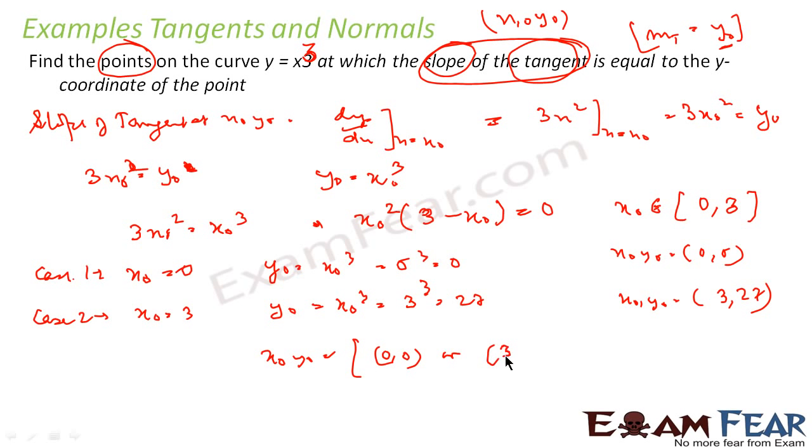So I have two possible points, that is 0, 0 or 3, 27. At both these points, my slope of tangent is nothing but y naught, that is the y coordinate of the point. Very simple. If you just understand the question, solving is very simple. The main thing here is just understand what the question is asking. When you read the question, just try to circle the main points. Here I am talking about the points, slopes, tangents. So you should not get confused whether the question is about normal or tangents. You just circle the main points and then try to solve the questions.